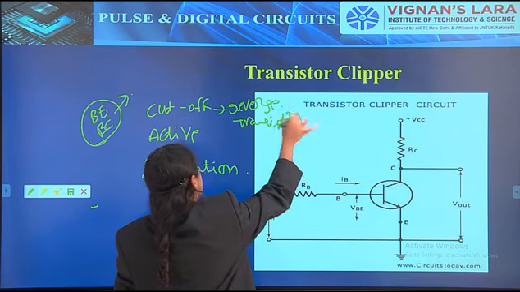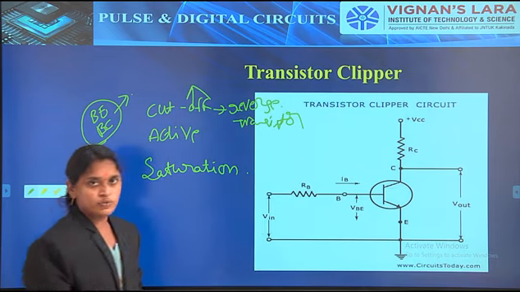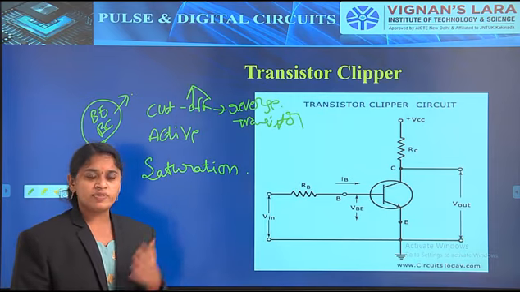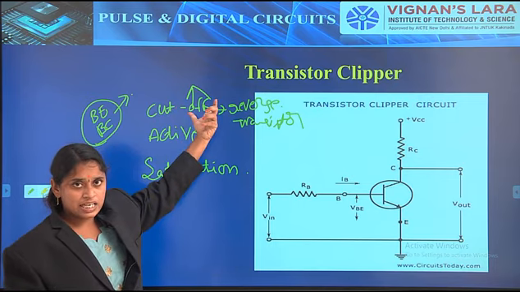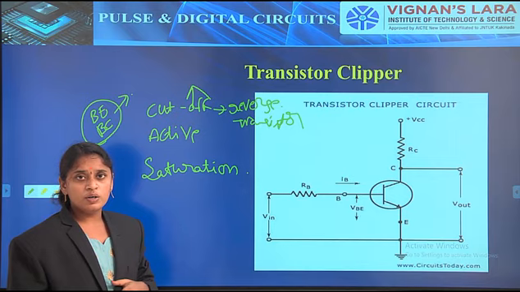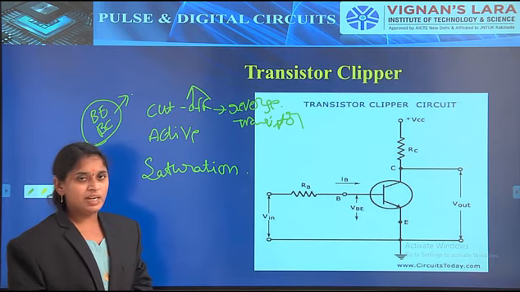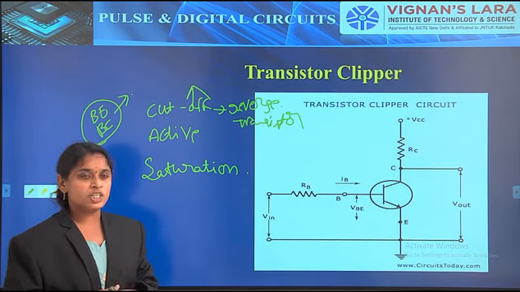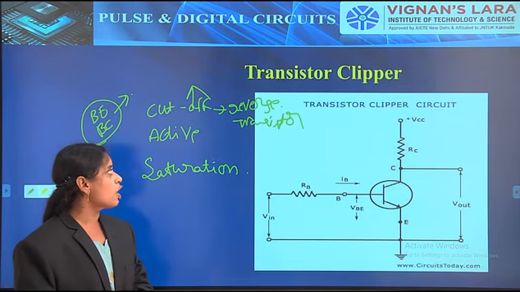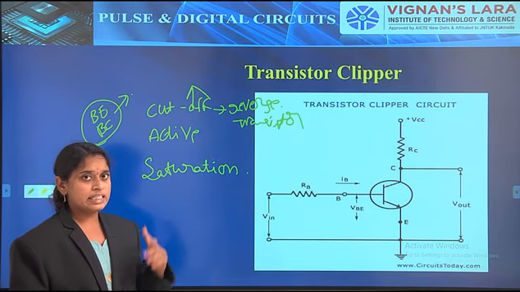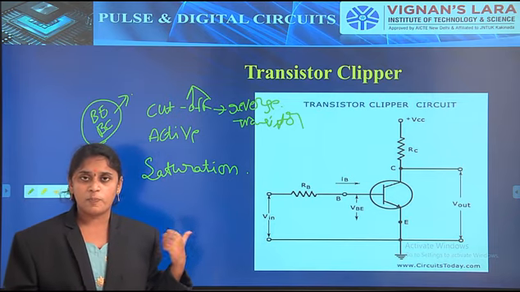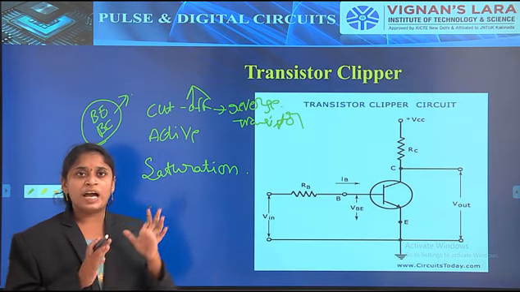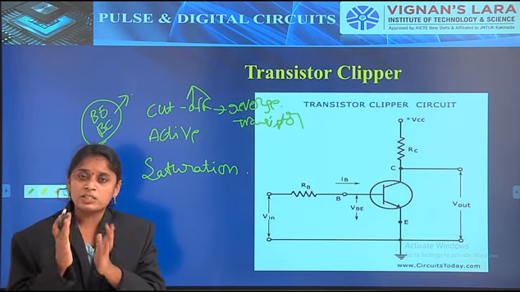In this region it can act as a switch. The major application of the transistor is that it can act as a switch. At this time the transistor acts as an open switch, when the transistor is in the off condition. It is also known as the transistor being in the off condition, acting as an open switch. In which condition? When both junctions are in reverse bias.